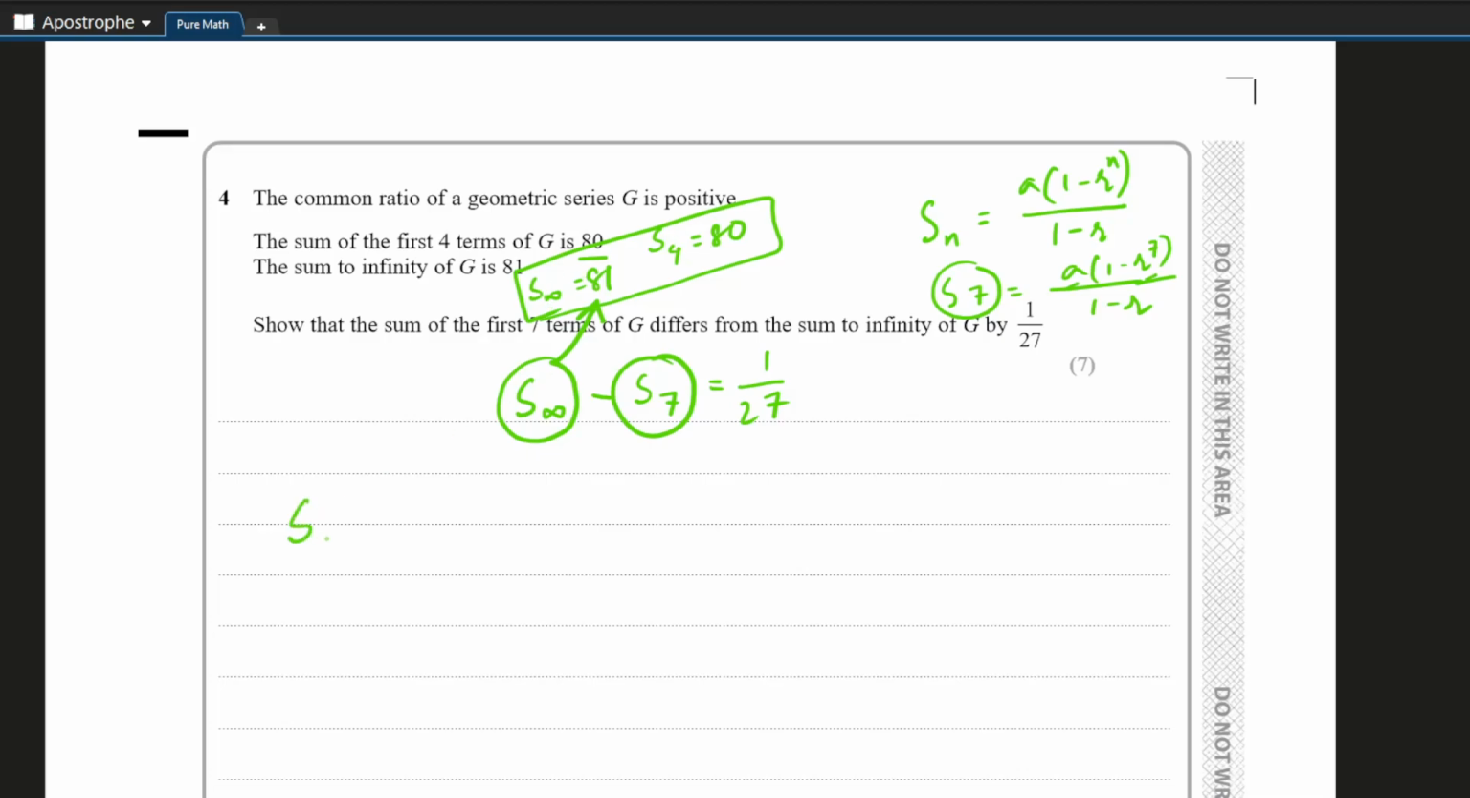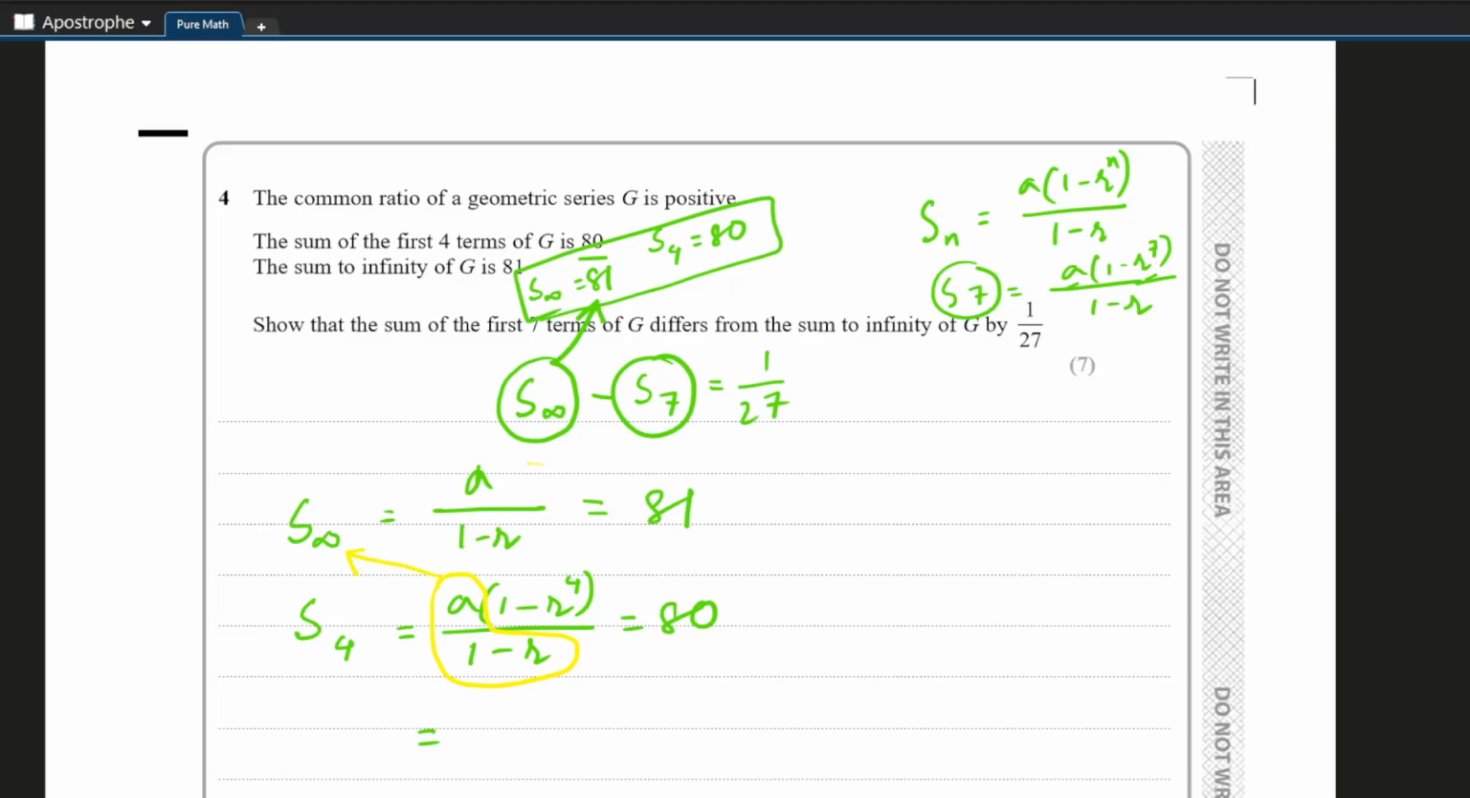Now S infinity is equal to a over 1 minus r, which is equal to 81, and S4 is equal to a into 1 minus r to the power 4 over 1 minus r, which is equal to 80. Now in here, this whole section is basically S infinity because of this. So we can replace the whole section using 81.